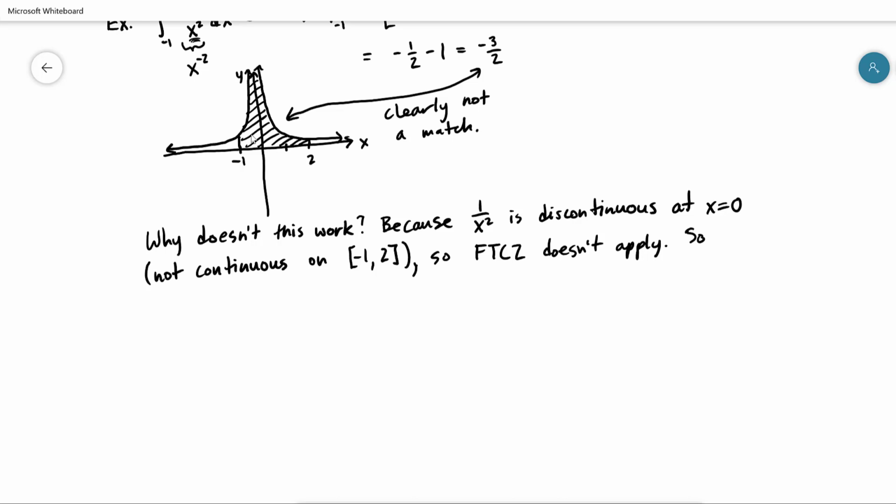So we find it's a type of what's called an improper integral. But for now we find that the integral from negative 1 to 2 of 1 over x squared dx does not exist.